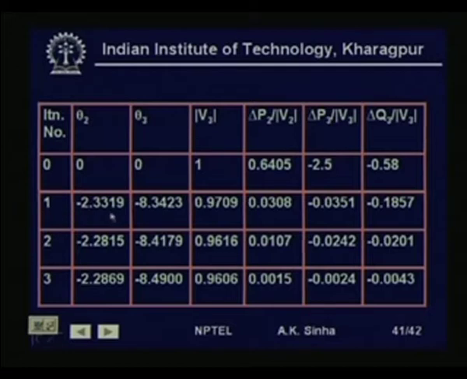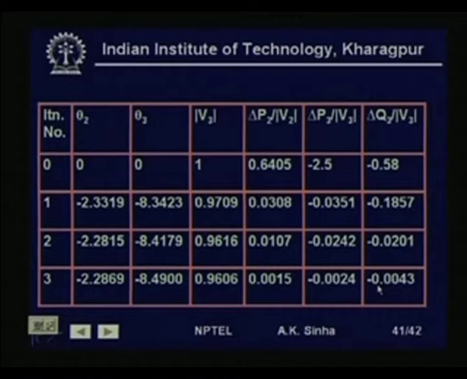After the first iteration, the values of theta 2, theta 3 and V 3 come out like this, and then when we calculate the new mismatches, we get the new values like this. Again, using these values, when we compute, we get theta 2, theta 3 and V 3 like this, and when we find the mismatches, we are getting these. Again, substituting those values, we will get these values of the angles and the voltage magnitude.